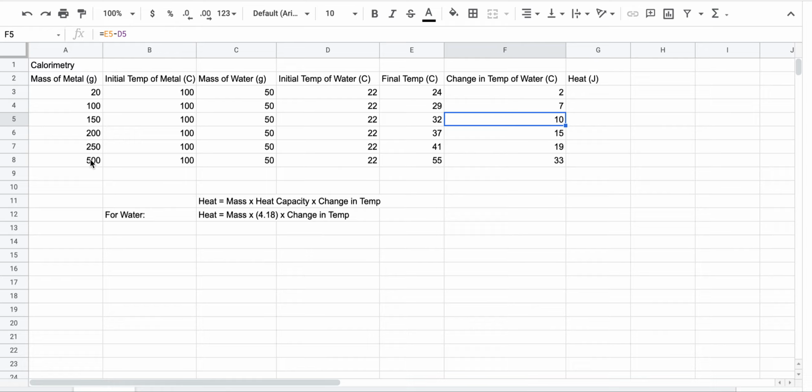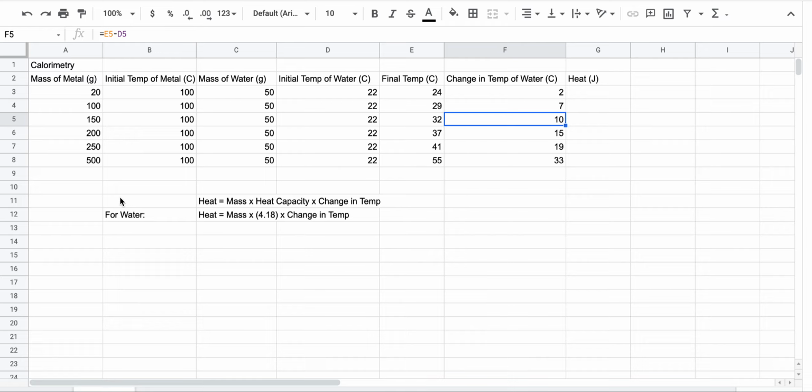Now, the next thing I want you to do is to actually calculate how much heat is absorbed by the water from the metal. The formula that we're going to use is right here. To find the heat, you take the mass times the heat capacity, and the heat capacity is a specific number for whatever substance you're using. In this case, we're going to be talking about the water, times the change in temperature.